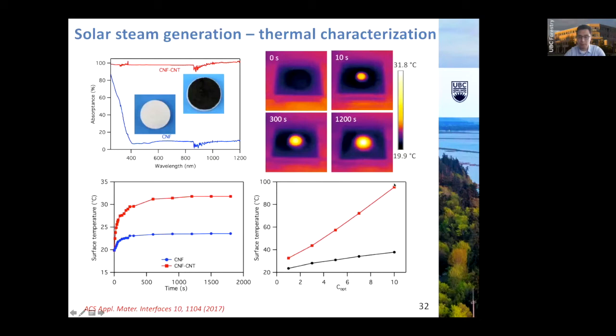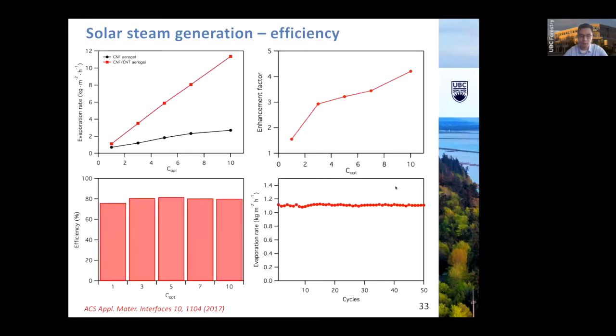You can further increase the temperature by increasing the solar illumination power, for example 10 solar energy. In general we have one solar energy, but if you increase to 10 solar energy, you can reach 100 degrees Celsius. So we demonstrate the solar steam generation with evaporation rate. Comparing the coated and uncoated one, the coated one shows an enhancement factor of about 2 to 4 times. And the light to heat conversion efficiency is about 80%, which is very high utilization of the solar energy.